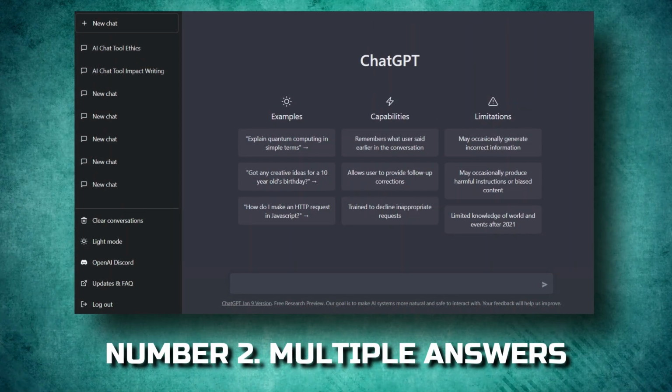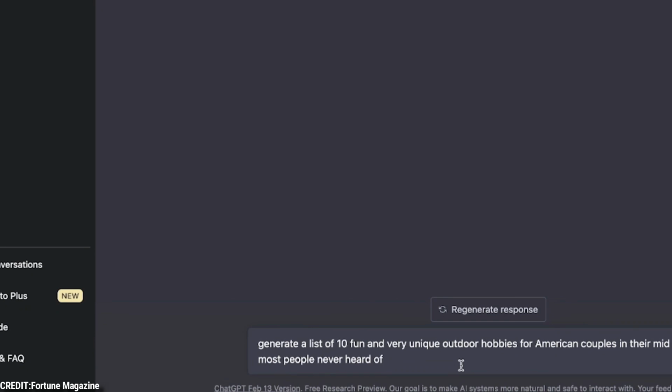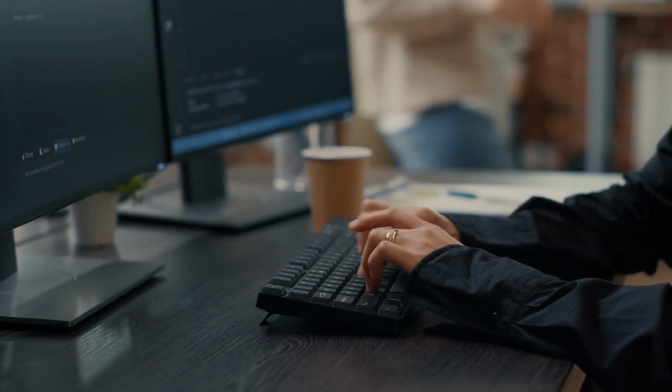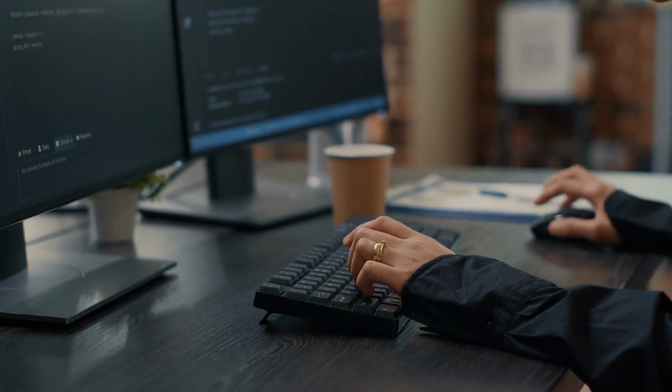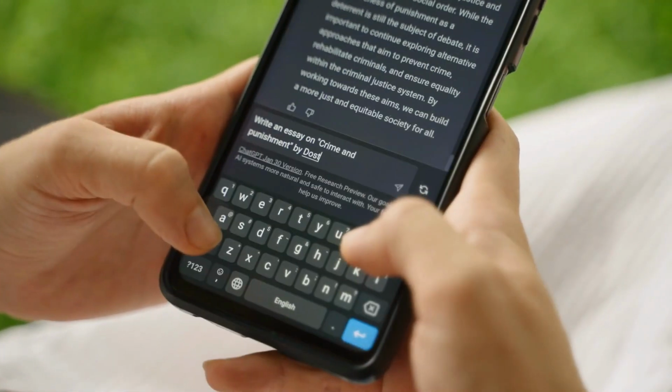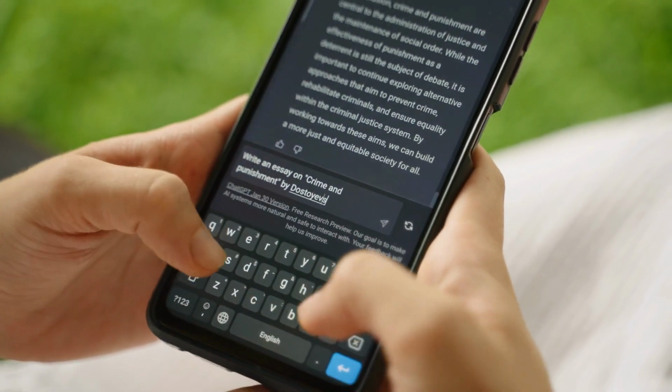Number 2, multiple answers. Whenever you ask ChatGPT for answers, it usually gives a single output unless explicitly told otherwise. The bot is capable of rendering various variations and can go as high as users want it. However, this default response to questions might be an annoying factor for some.